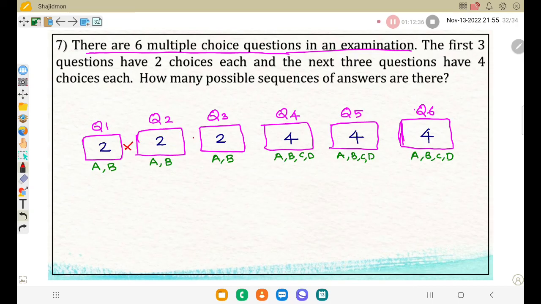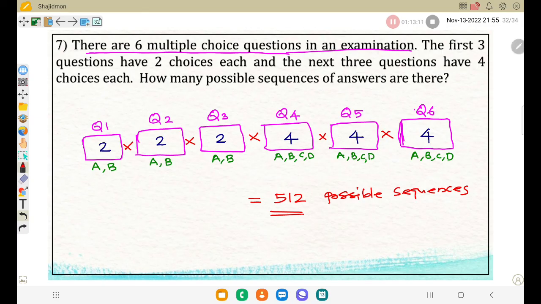So totally how many sequences can we generate? 2 multiply 2 multiply 2 multiply 4 multiply 4 multiply 4, correct? So totally we will get 512. You can multiply that using a calculator. So 512 possible sequences, or 512 ways we can choose the answer key. So this is what the question asks. I hope you understood this one.